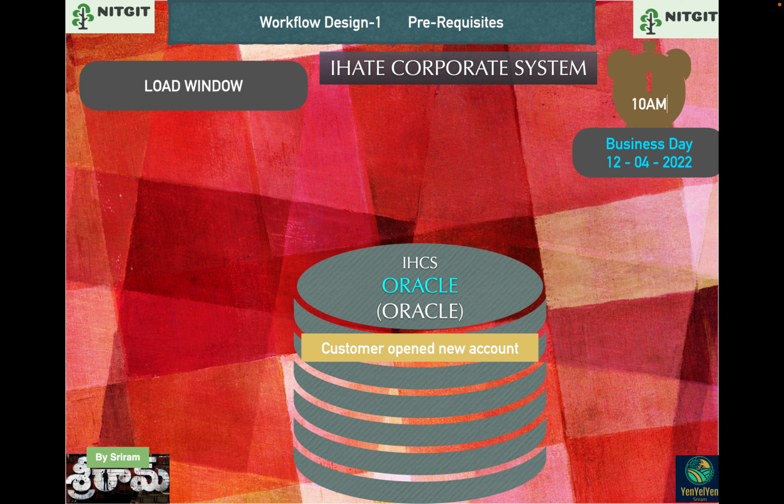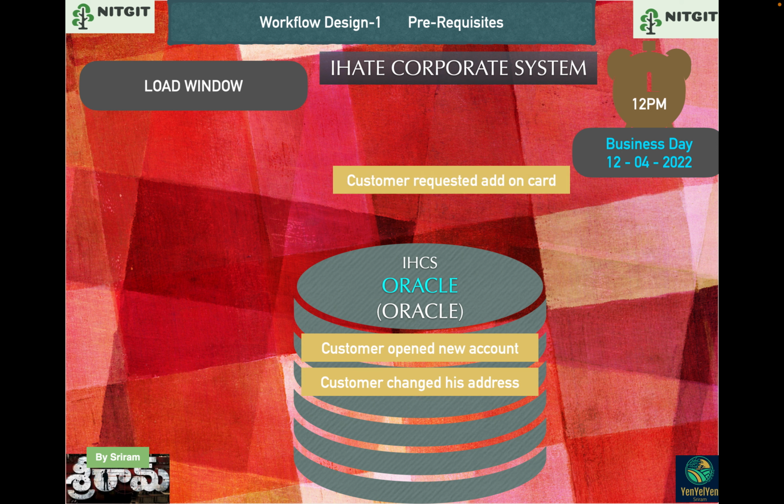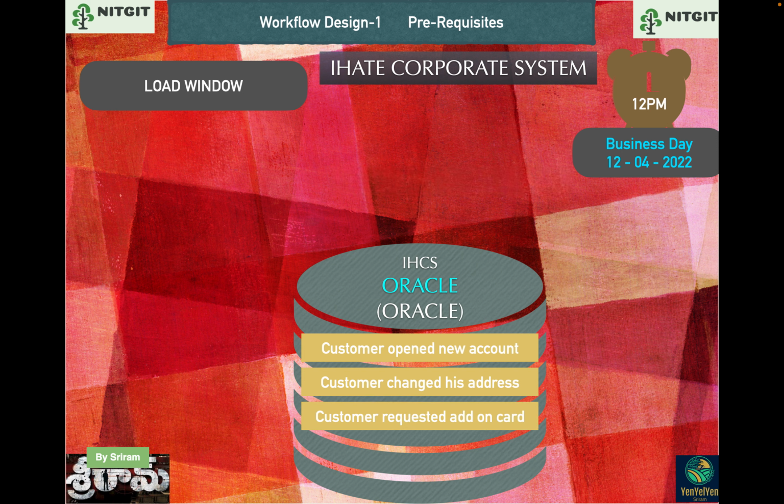The second transaction happened at 10 a.m. Another customer changed his address, so that is the next transaction. At 12 p.m. many of the customers, we don't know how many, changed their add-on card, so they have added a new person to the card, and they will get a new card now. Likewise, all transactions will be done and put in this IHCS system till 5 p.m. of that particular day. That is what we call the business day.